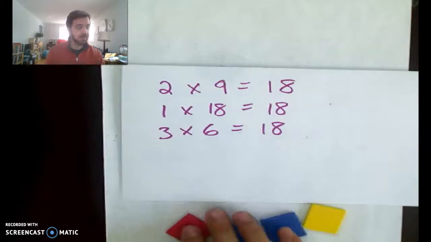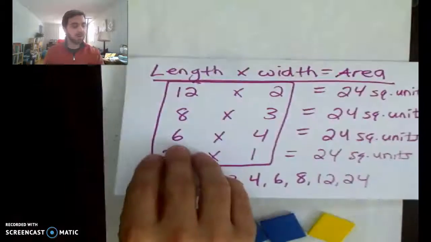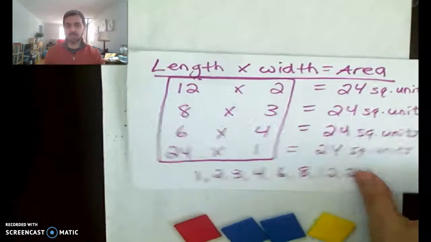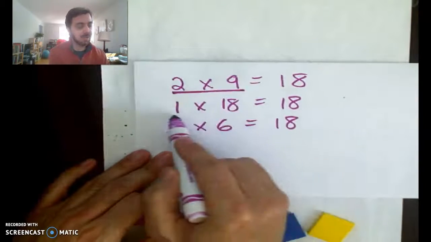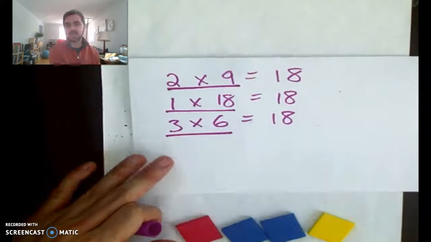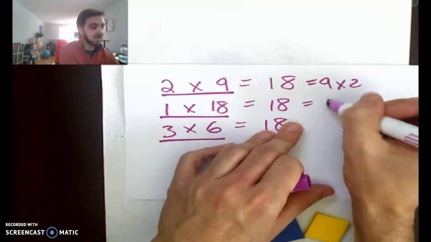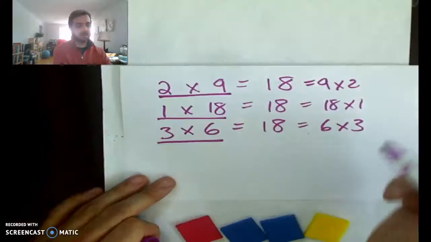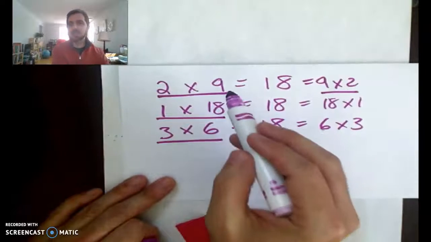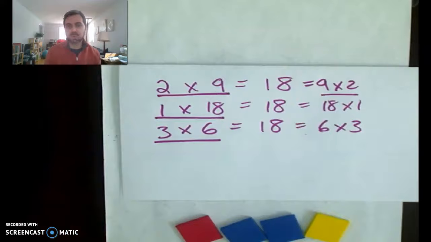Okay, and if we look at 18, we discovered that there were 3 factor pairs, right? 24 had 4 factor pairs. 18 only has 3 factor pairs. It has 2 times 9, 1 times 18, and 3 times 6. Now you could also say 9 times 2, 18 times 1, and 6 times 3, but 2 times 9 is the same factor pair as 9 times 2, okay? So you don't count those twice.